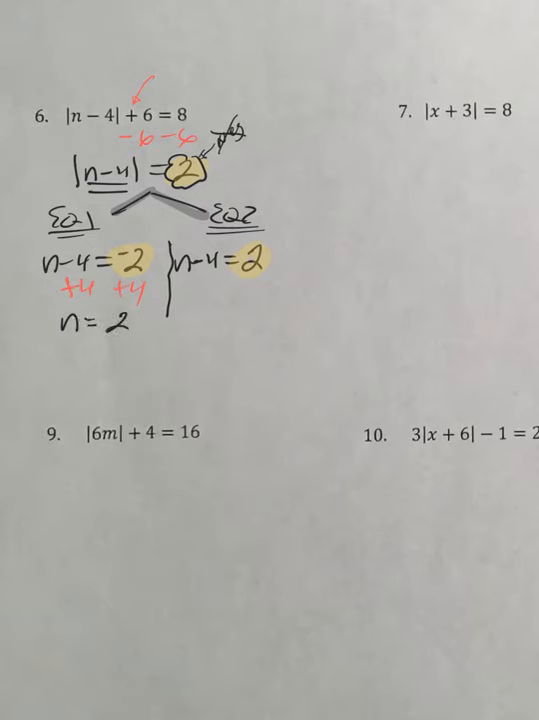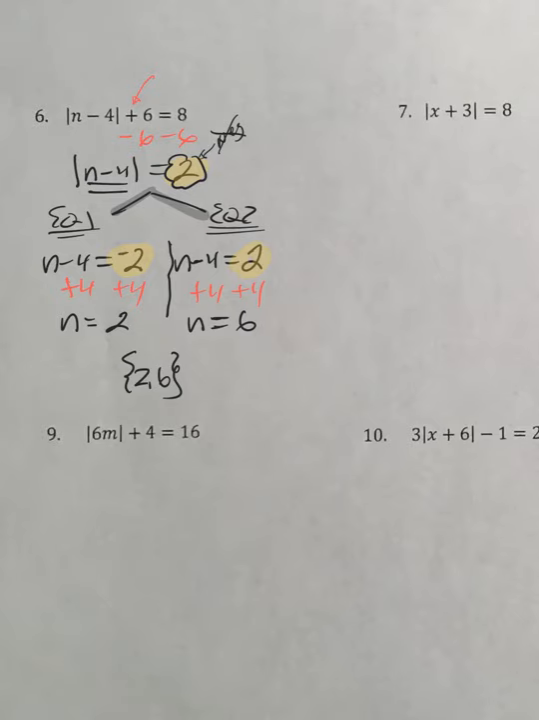Watch your integer skills, right? So make sure that you're not going so fast that you're not adding and subtracting your integers right. So positive 2 and positive 6 are my solutions. So if I plug those back in, it would make those sentences work.